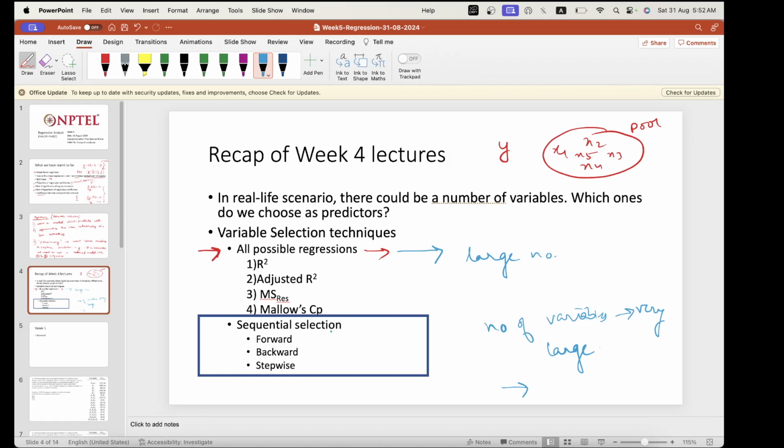because to explain the proportion of variance better, you wouldn't want to include something which is not that significant and which is not contributing much to the proportion of variance explained. So another way to go about this is sequential selection. There could be three ways you can do it: forward selection, backward selection, and stepwise selection.